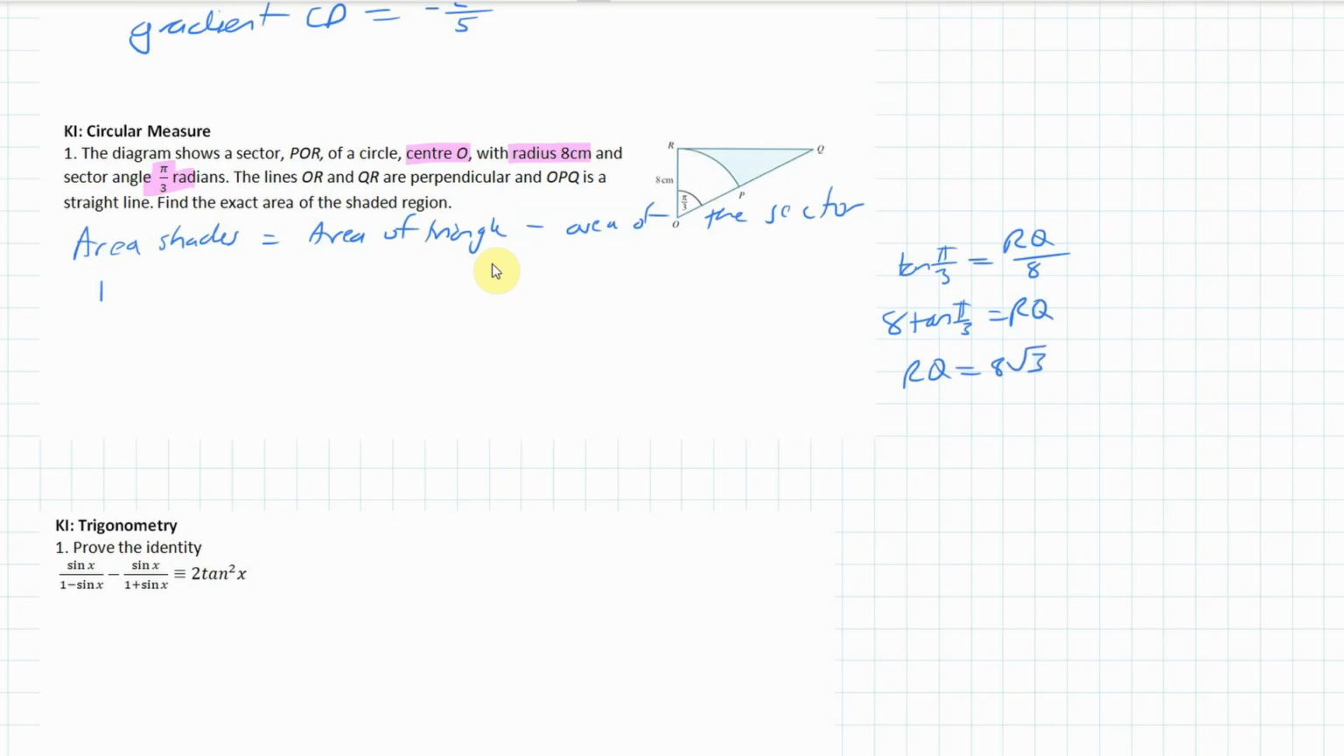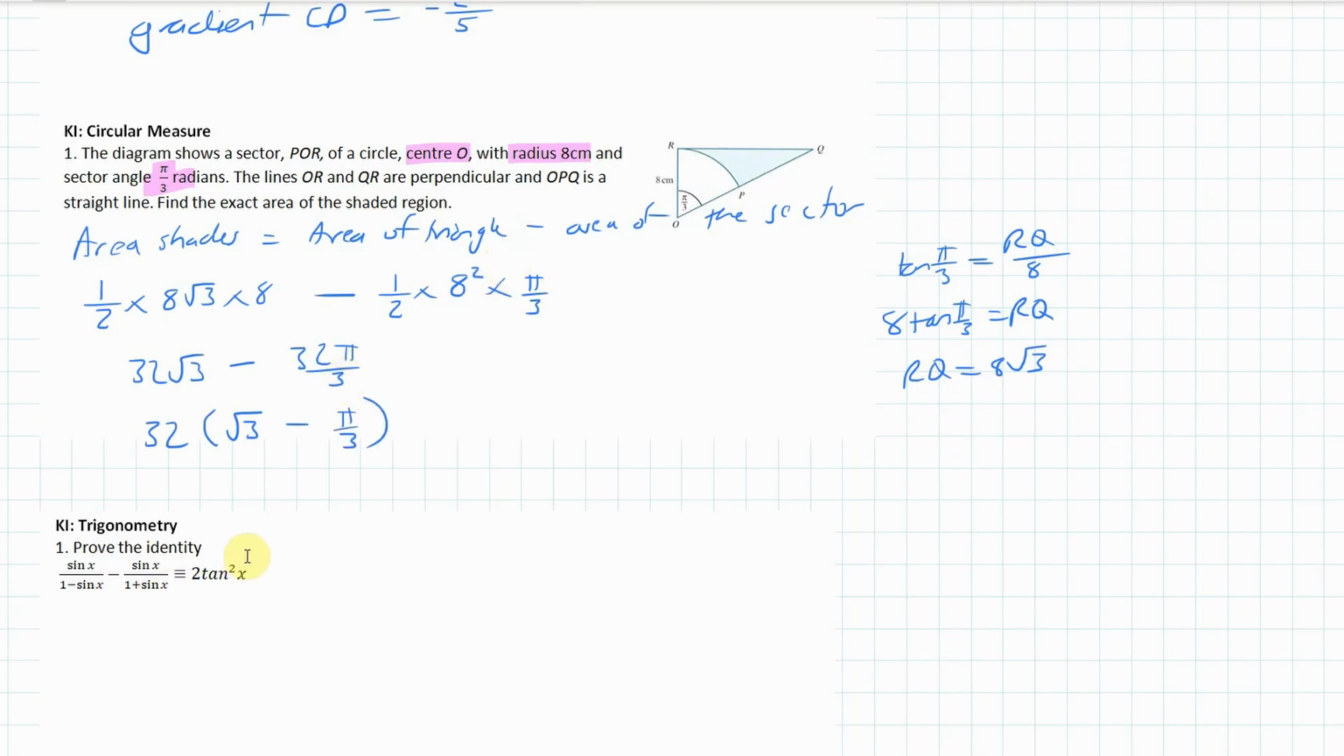So the area of the triangle is half base, which is RQ, times the height, and then we subtract the area of the sector, which is half r squared theta. Now r is 8, and theta is pi over 3. So what do we get? Well, 32 square root 3 minus 32 pi over 3. So we can factorize that 32 out of there. So we get square root 3 minus pi over 3, I think, in the brackets, and that would be our answer to that one. So it's nice, a relatively easy one.